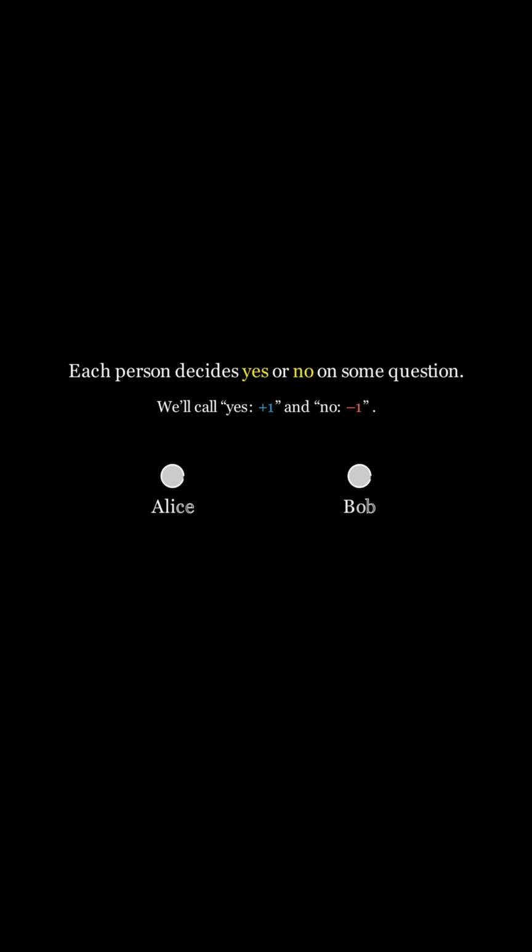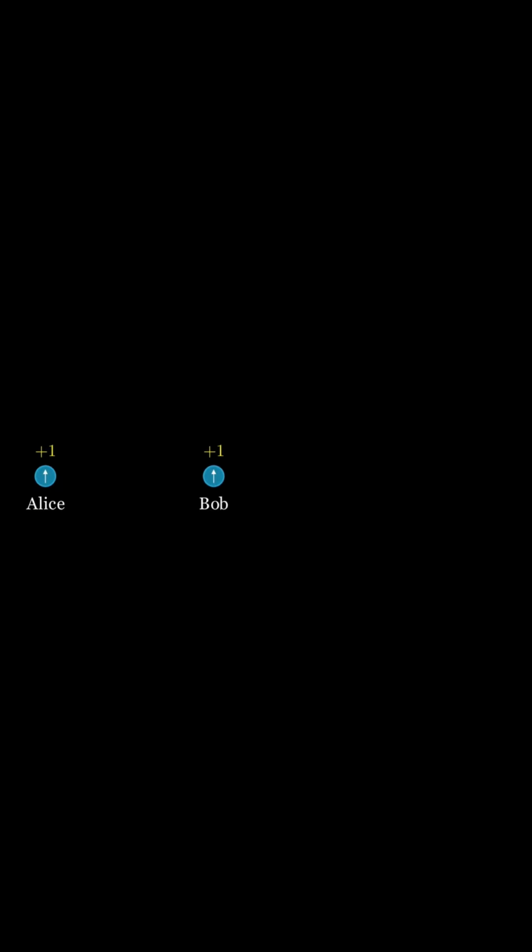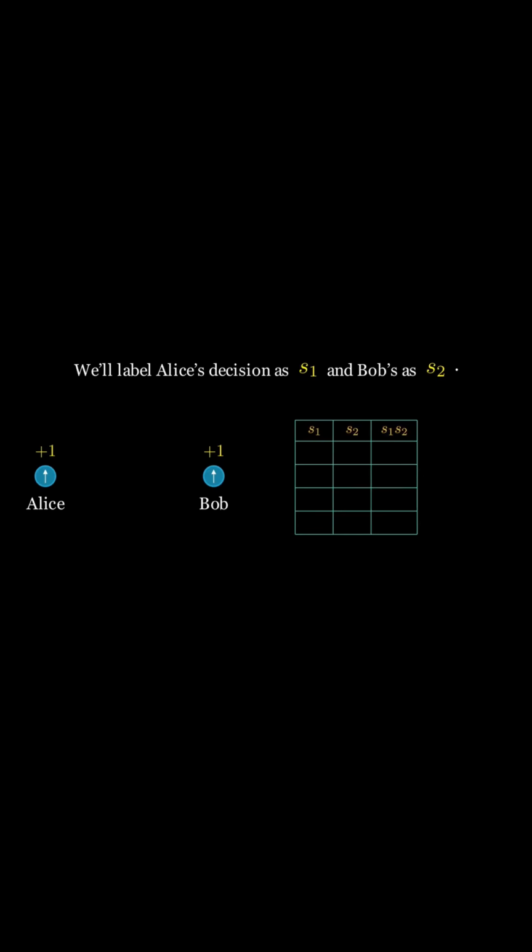Now let's start simple with just two people, Alice and Bob. Suppose they both vote yes, which we represent as their state +1. To keep things simple, we'll label Alice's decision as S1 and Bob's as S2. What happens if we multiply their choices together? If Alice and Bob both choose +1, their product is +1. And we can think of this as a state of agreement.